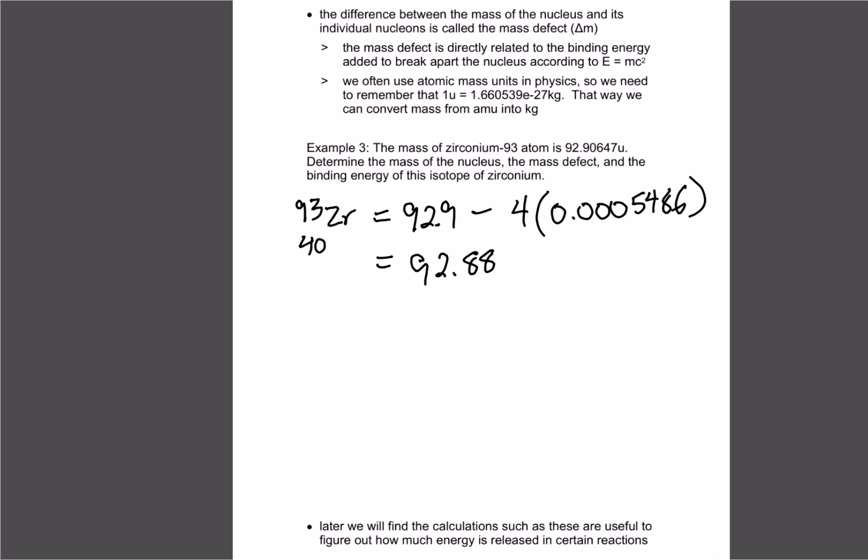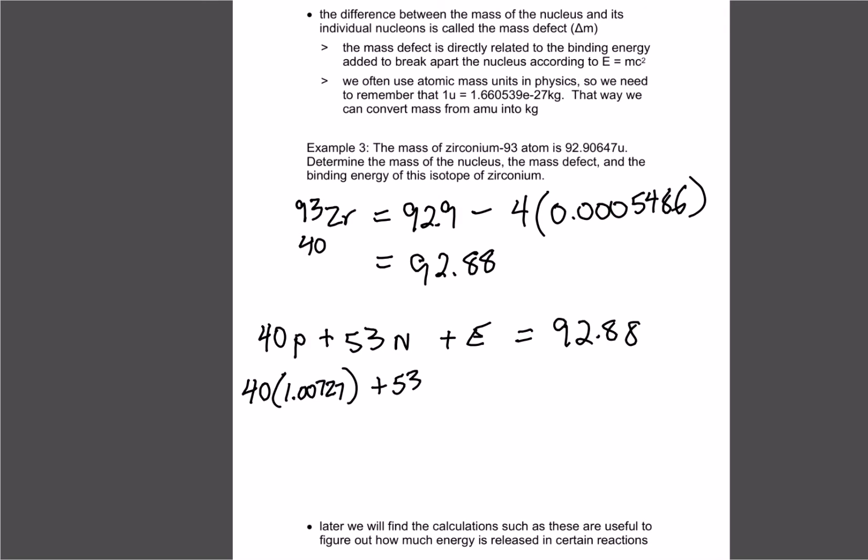So now we know that's the total end energy, and we want to figure out what the energy is before. So we have 40 protons plus 53 neutrons to give us a total of 93, and that mass plus some sort of energy is going to equal 92.88. So we just have to calculate that. 40 protons, a proton is 1.00727 on the previous page. 53 neutrons was 1.00866, plus some sort of energy equals 92.88.